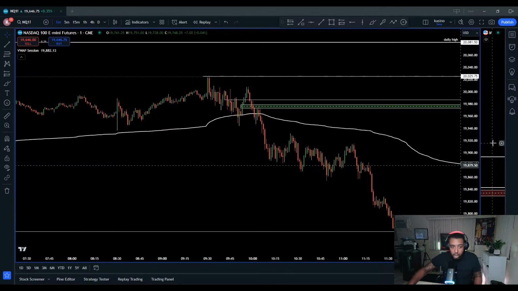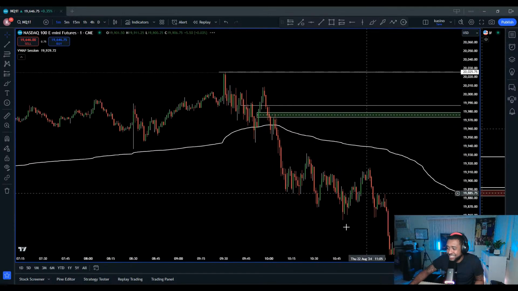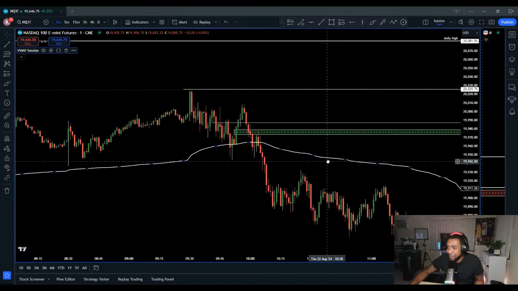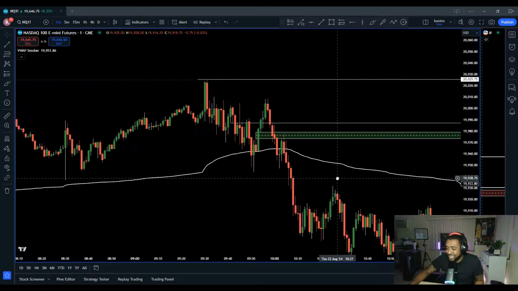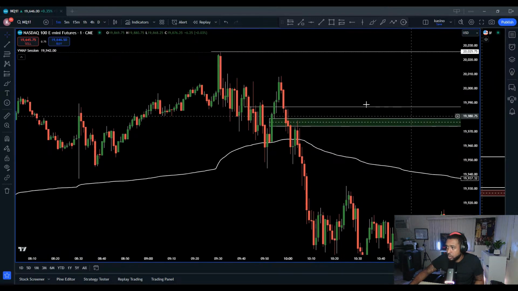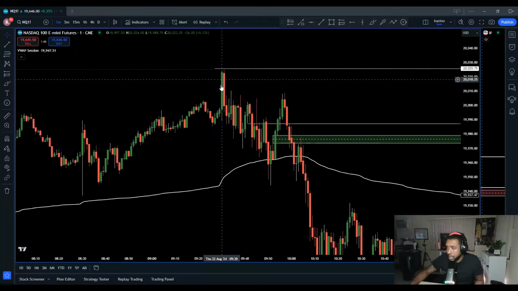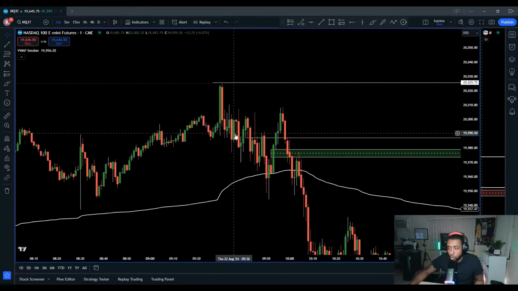Look how sweet this was. I'm going to run the whole play down. As you see here, this is 9:30. At 9:30, it's the open right here.